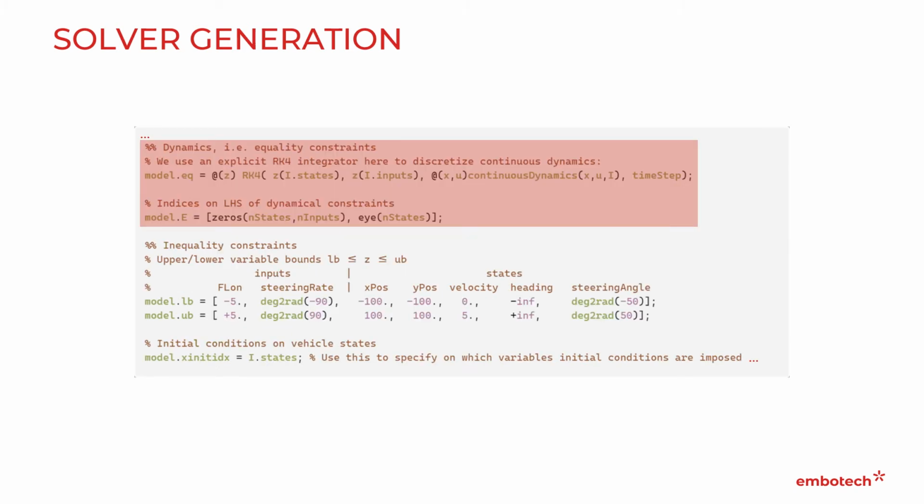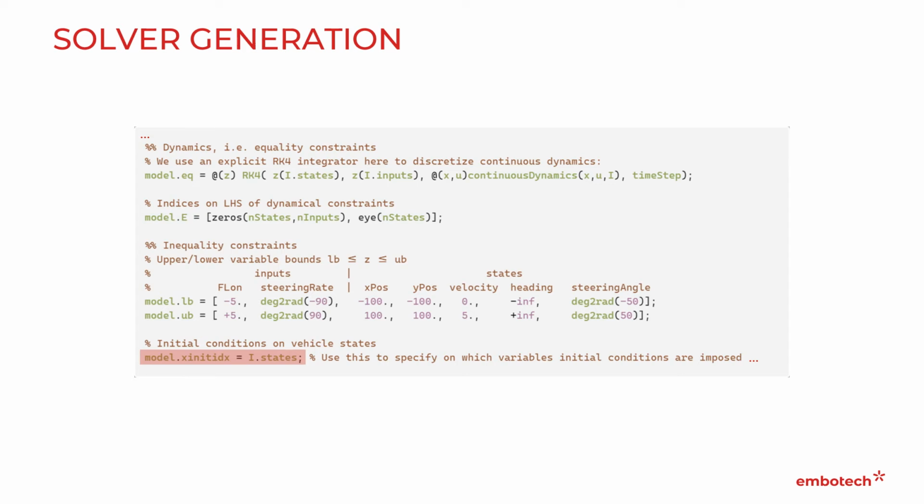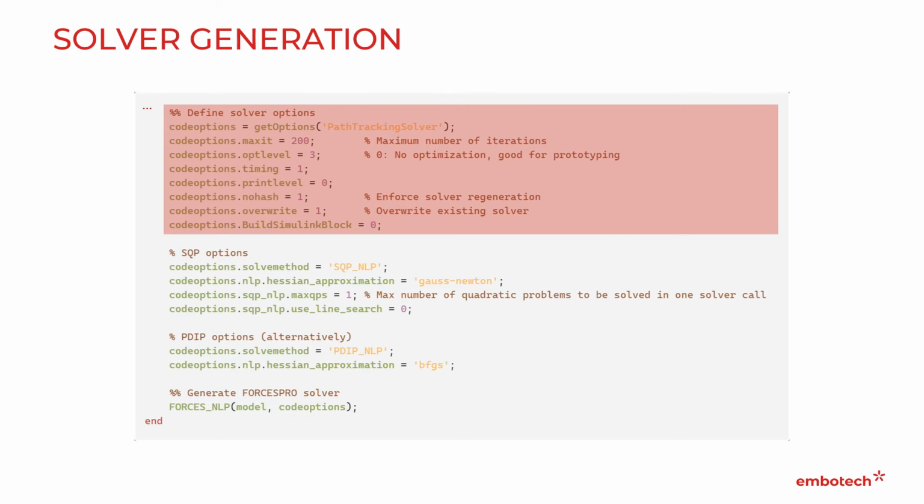Similarly, the dynamics are defined using equality constraints with function handles to the previously defined continuous dynamics function. Here, we also denote the indices of states and control inputs, as well as the integration step using the explicit Runge-Kutta-4 integrator. Inequality constraints are only composed of lower and upper bounds on all decision variables, and initial conditions will be prescribed for all state variables. Next, we initialize default solver options and redefine few general ones.